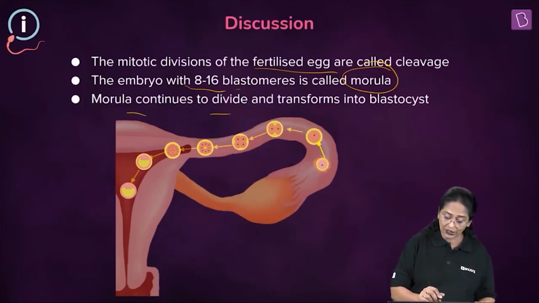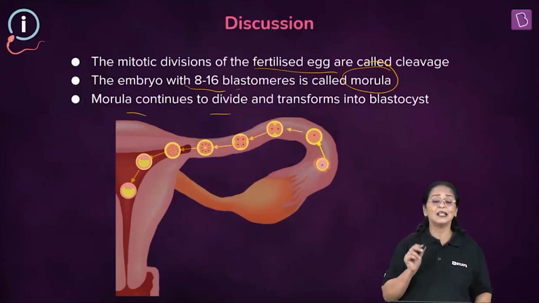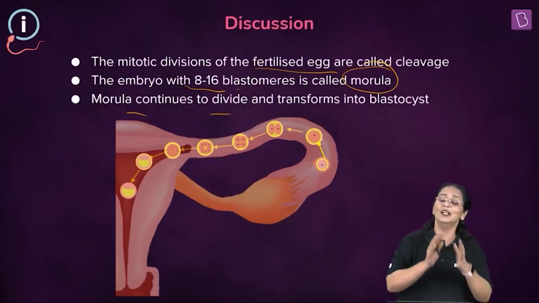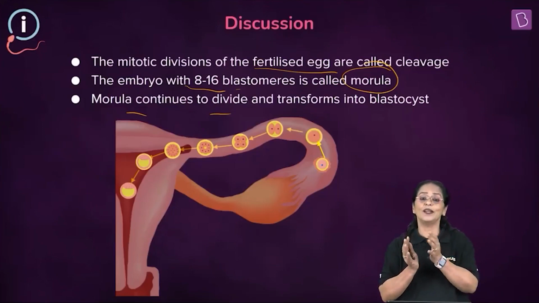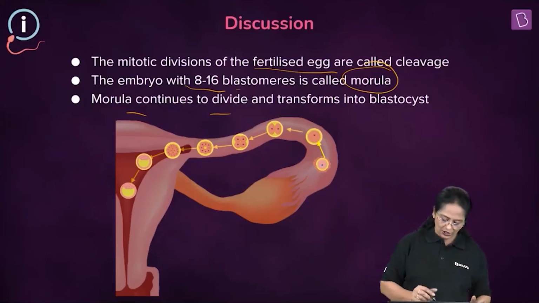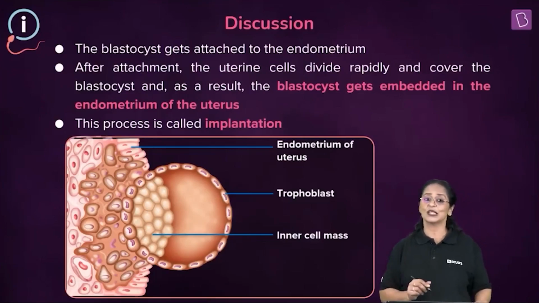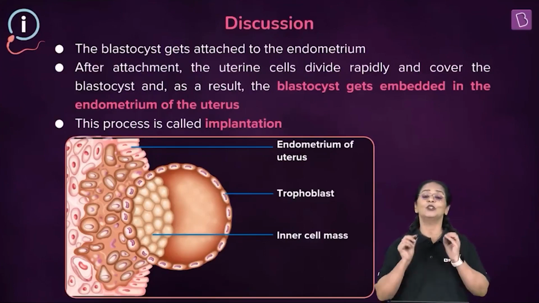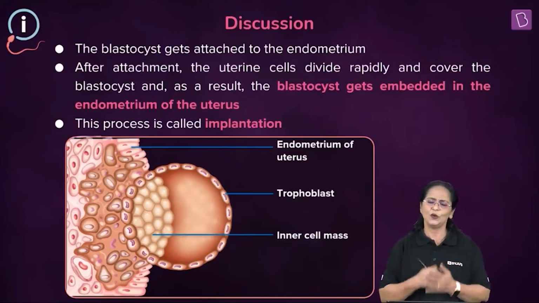Now this morula continues to divide and transforms into a blastocyst. And as this is taking place, can you see that? It is getting pushed towards the uterus. That is where it is going to go and get attached to the uterine wall. So this morula continues to divide and it forms a blastocyst, and this blastocyst gets attached to the endometrium, or rather to the uterine wall. I'll tell you how it does.